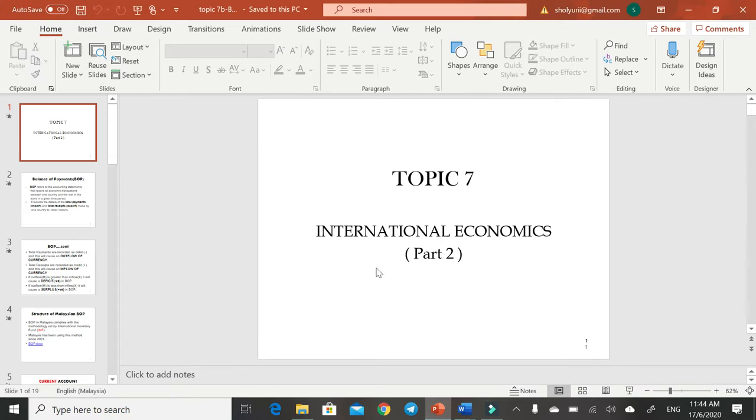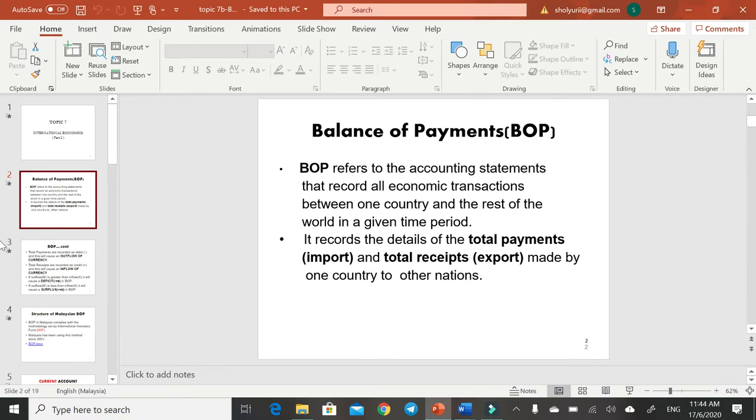Okay, so first of all, let's go for the definition. What is balance of payment? Balance of payment refers to the accounting statement that records all economic transactions between one country and the rest of the world in a given time period.